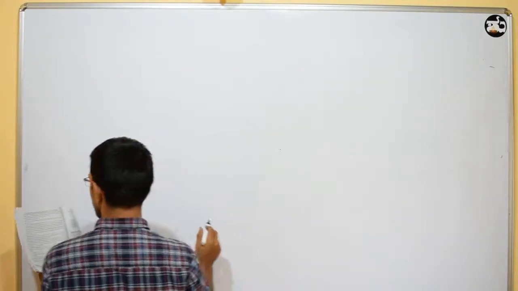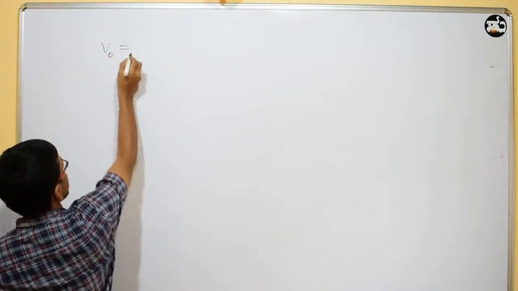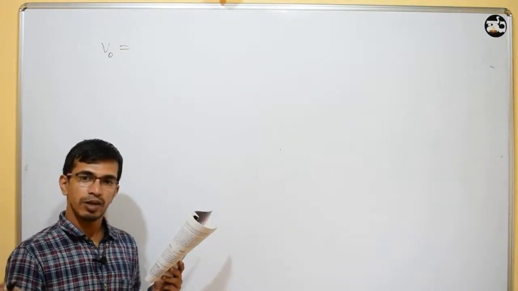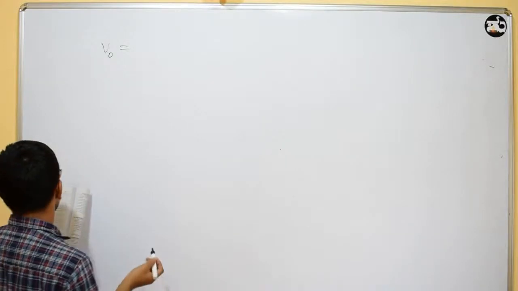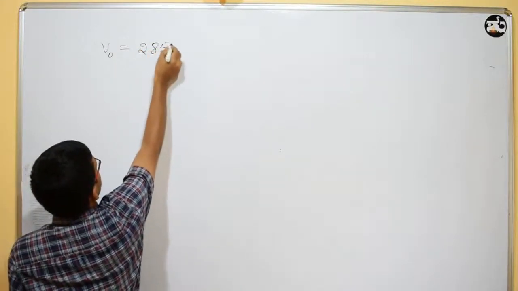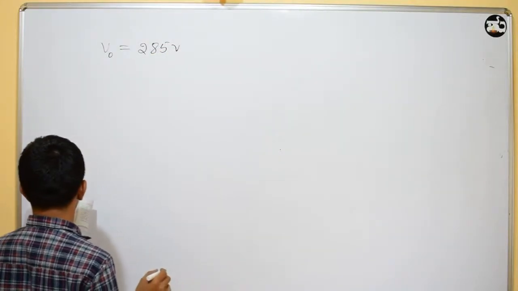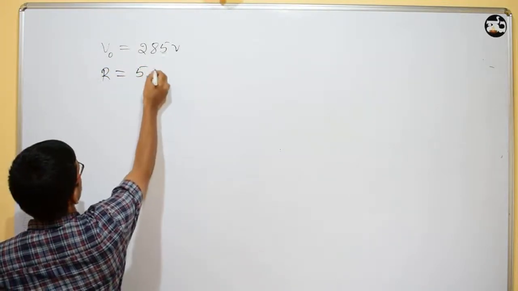So what is given is the peak value of voltage. Peak value in the sense V naught, correct? We represent the peak value by V naught. So V naught is equal to 285 volt, applied to the LCR circuit in which the resistor has resistance R equal to 5 ohm.